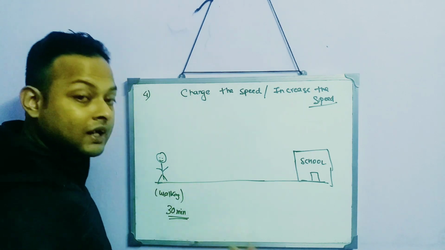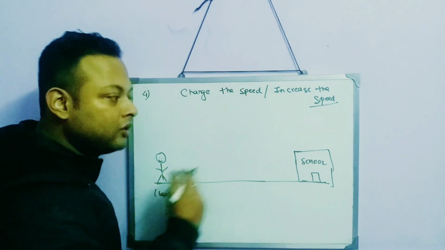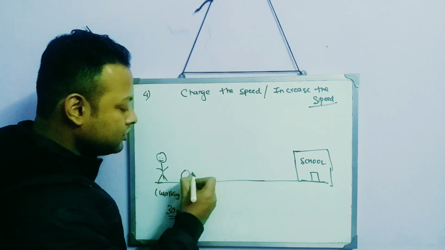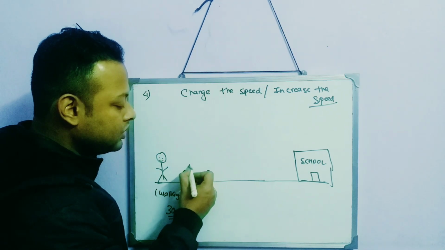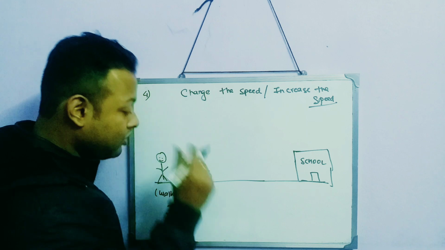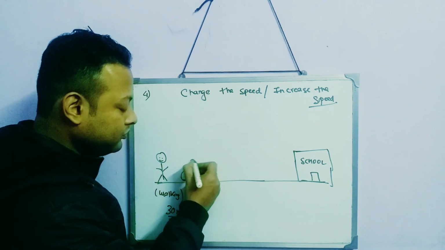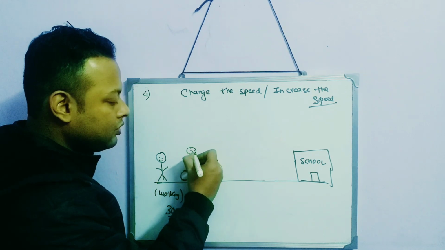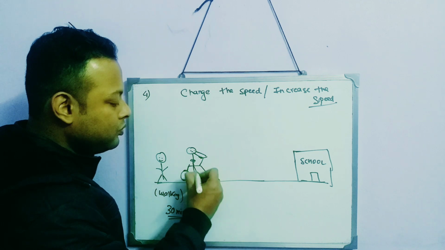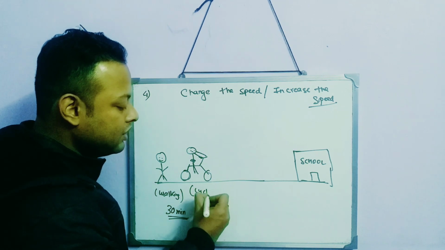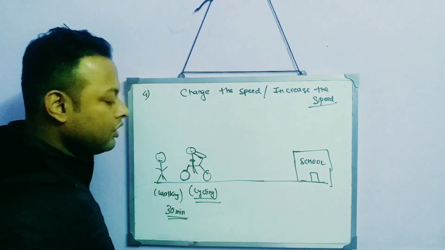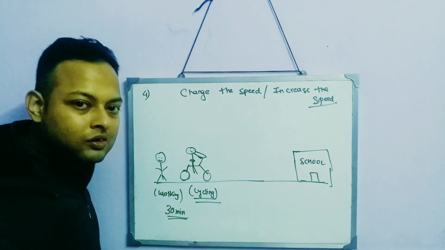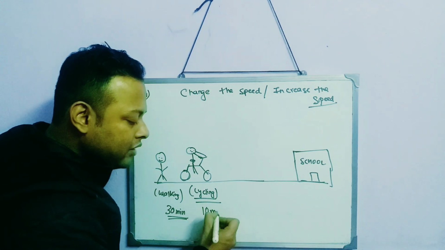Consider another boy who is going to school by a bicycle. Now I have to draw a bicycle. So this is a bicycle, how it looks like. You know I'm not that good in drawing, so you can understand. So there is a boy on the cycle. Will this boy who is cycling take 30 minutes to go to school? No, he will only take 10 minutes.